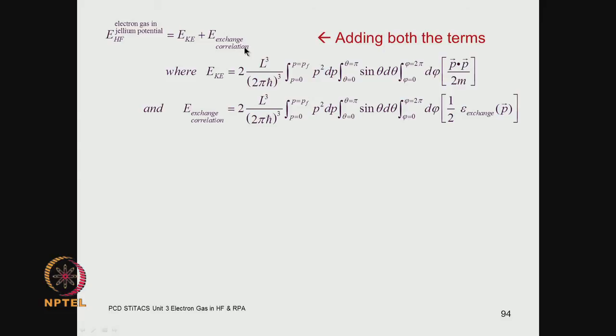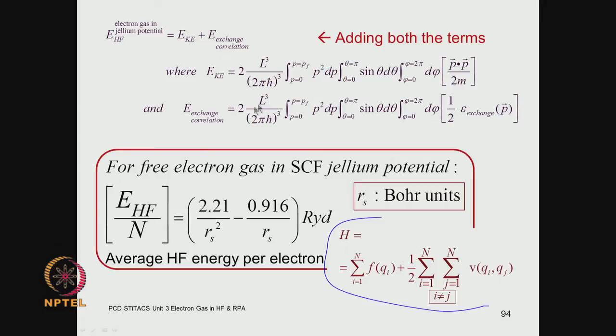Now we can add both the terms. So these are the two terms that we are adding up, and the result is essentially 2.21 by Rs square minus 0.916 by Rs, which is the average Hartree-Fock energy per electron for a free electron gas, which is described in a potential in which all the nuclear charges are spread out in a Jellium potential.